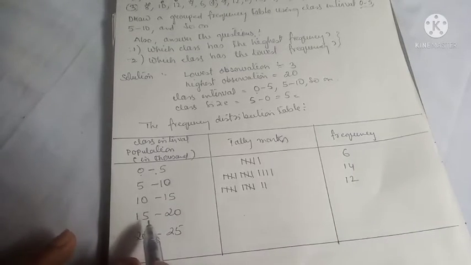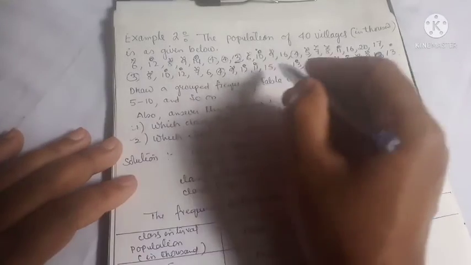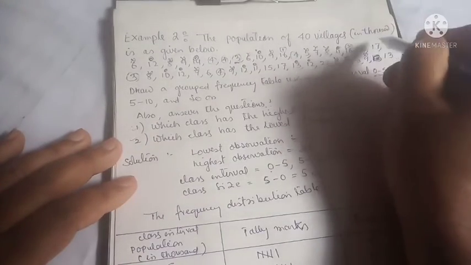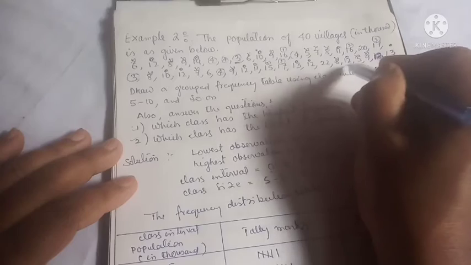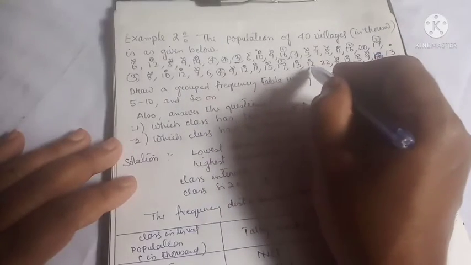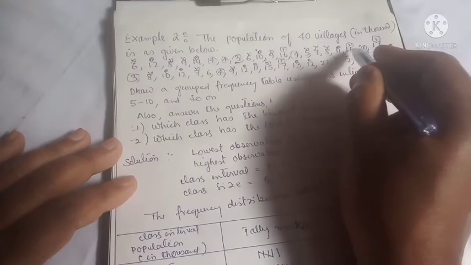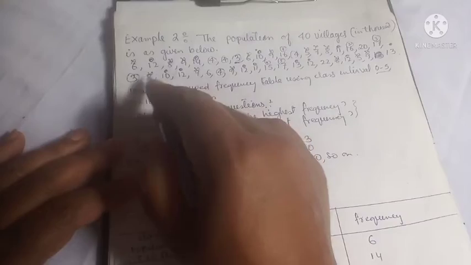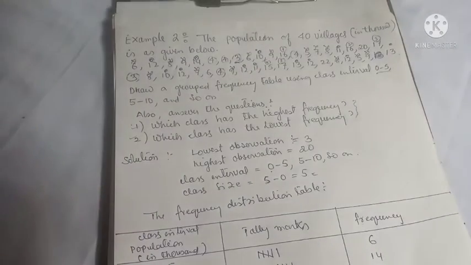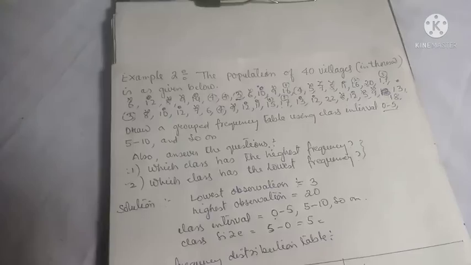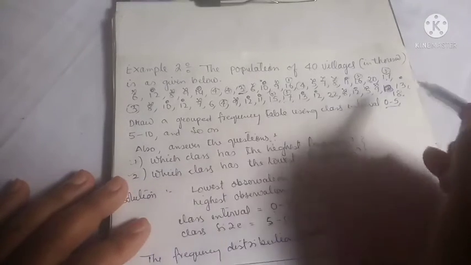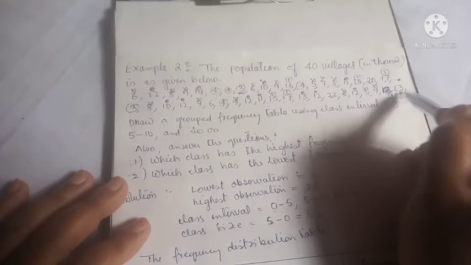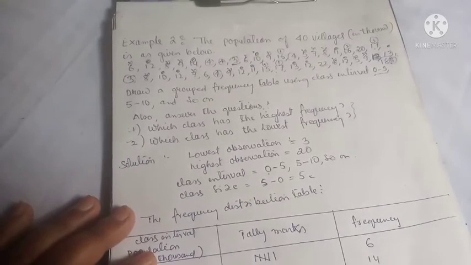Okay. Next one is from 15 to 20. We have to find out how many villages are there from 15 to 20. 1, 2, 3, 4, 5, and 6. So we have 6.